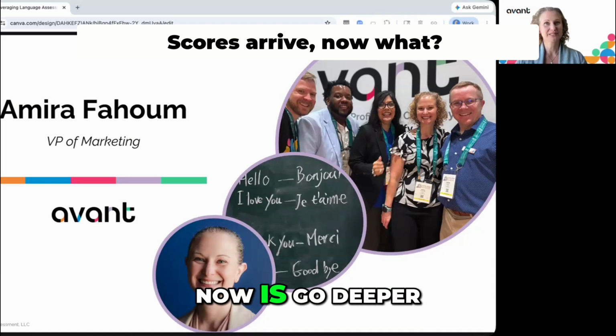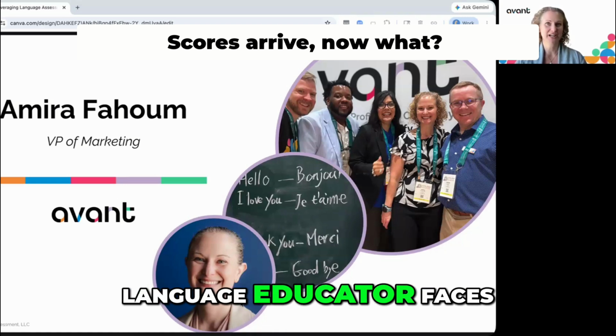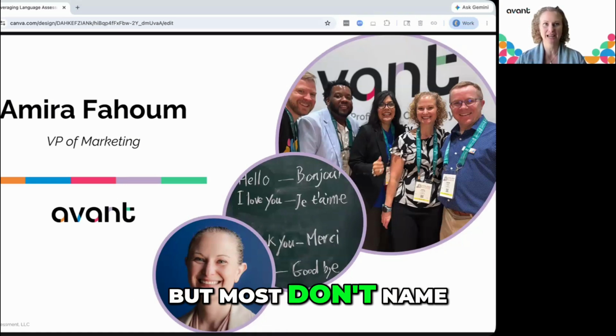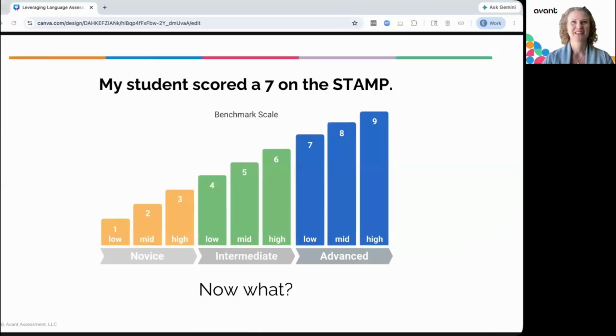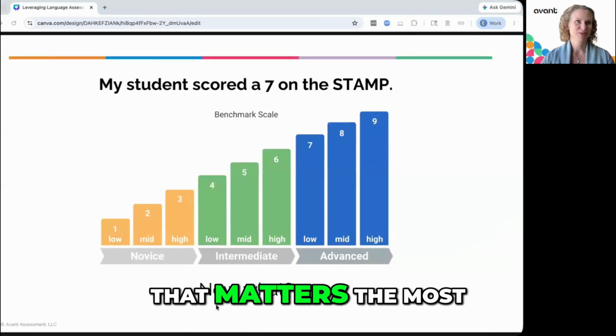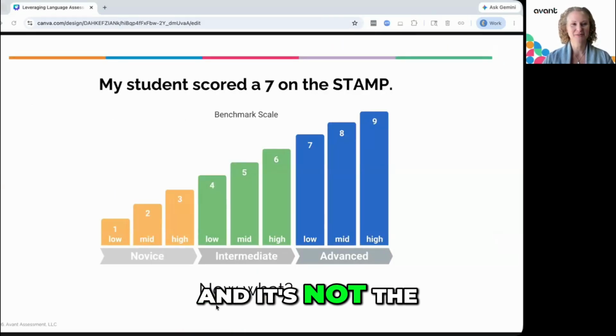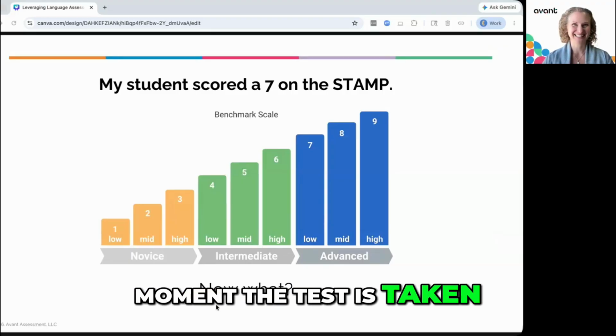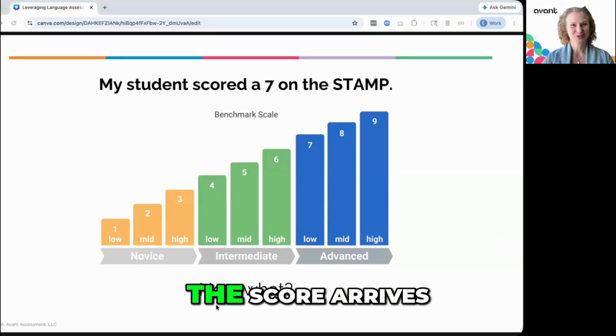What I want to do now is go deeper on a problem every language educator faces, but most don't name out loud. So here's the moment that matters the most in any assessment. And it's not the moment the test is taken. It's the moment after the score arrives.